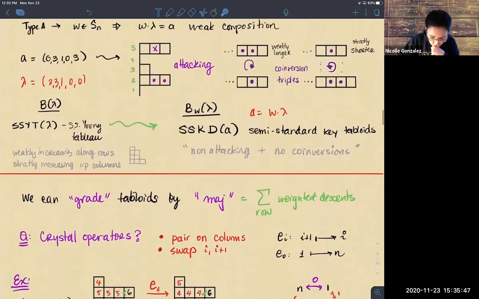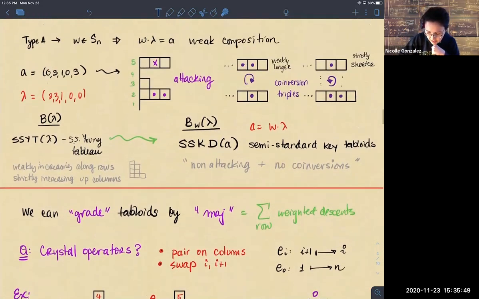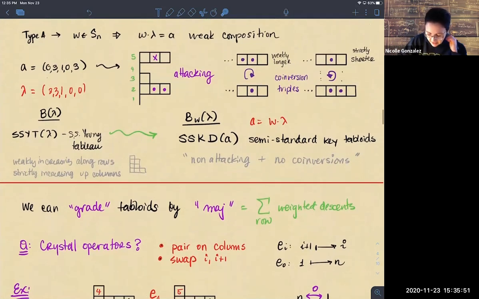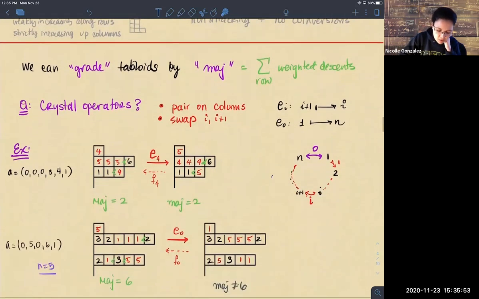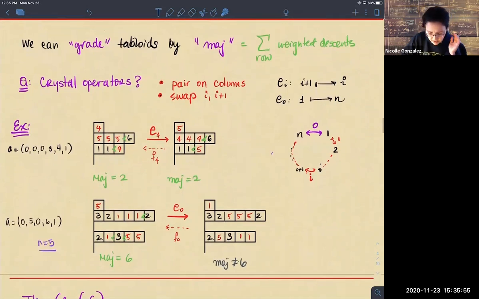Good. So why do we care about these? Why are these fillings good? Why do we like the semi-standard key tabloids? Well, one of the reasons is that we can grade these tabloids, right? And the way we grade them is by a thing called MAJ, or major index. As we'll see, this grading is really nice and really important in relating it to these Macdonald polynomials, or these non-symmetric Macdonald polynomials.